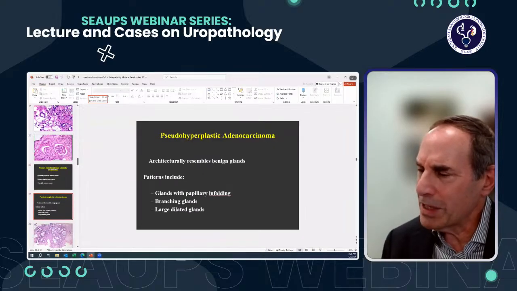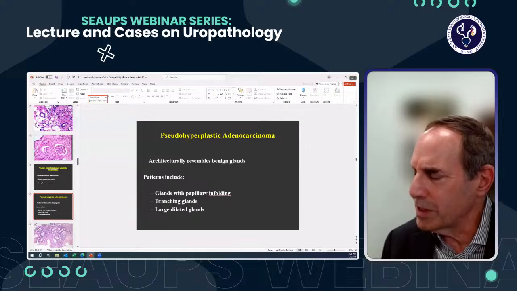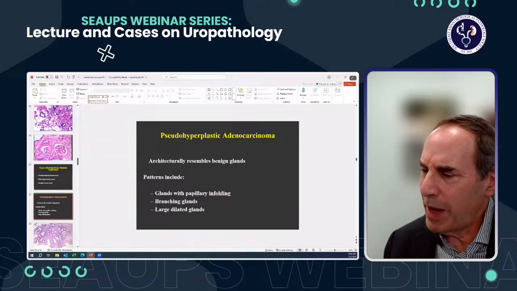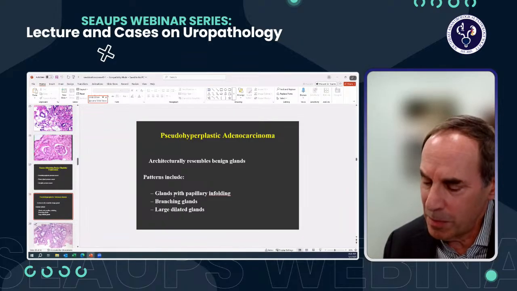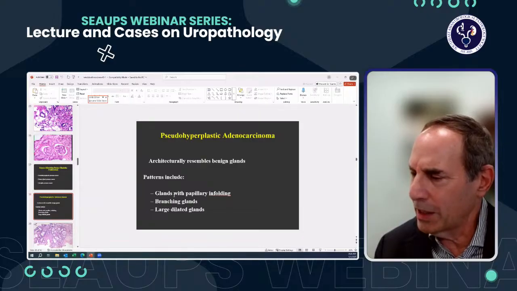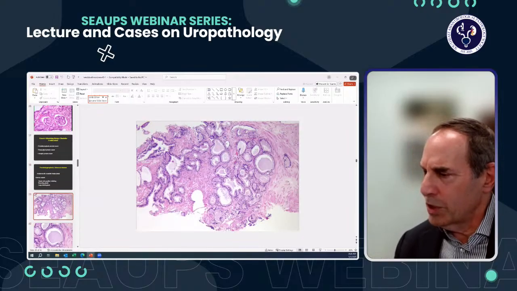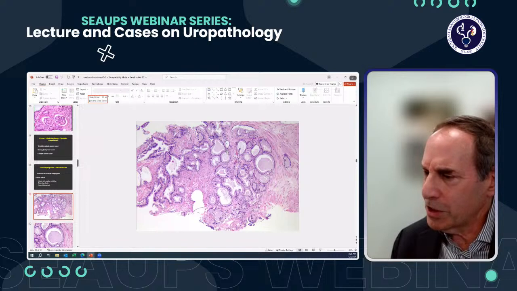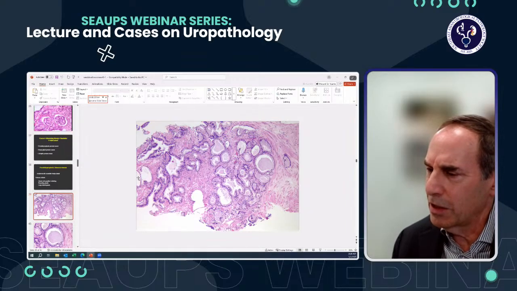So pseudohyperplastic prostate cancer architecturally resembles benign glands. These patterns include papillary infolding, branching glands, or large dilated glands, features that we typically associate more with a benign glandular process. So here we see a needle biopsy. And at first, what we want to say at low power is that there is a focus of crowded glands on the right, compared to on the left, where these are glands that have nice infolding, separated by stroma, so more overtly benign here on the left.